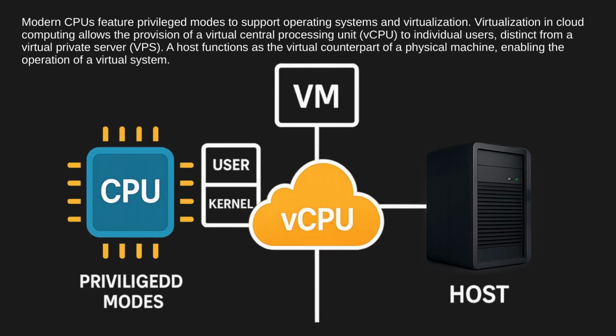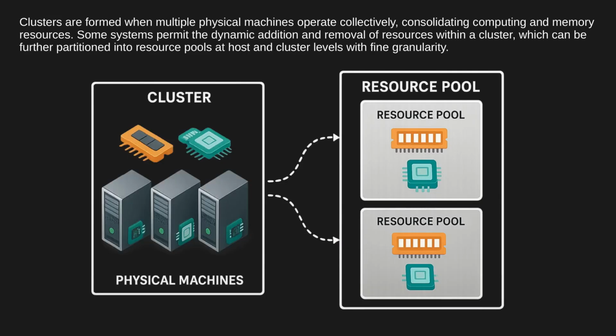Modern CPUs feature privileged modes to support operating systems and virtualization. Virtualization in cloud computing allows the provision of a virtual central processing unit, vCPU, to individual users, distinct from a virtual private server, VPS. A host functions as the virtual counterpart of a physical machine, enabling the operation of a virtual system. Clusters are formed when multiple physical machines operate collectively, consolidating computing and memory resources. Some systems permit the dynamic addition and removal of resources within a cluster, which can be further partitioned into resource pools at host and cluster levels with fine granularity.